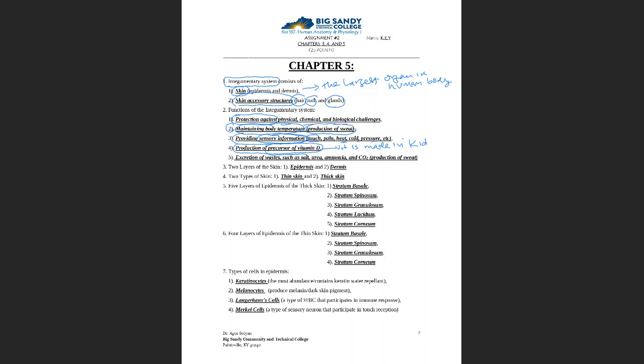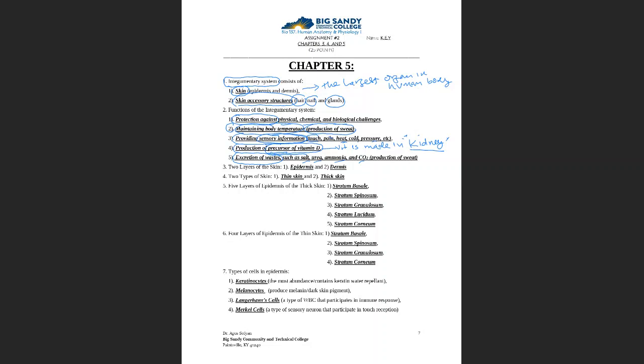Okay, it's made in kidney, but the substrate is made by the skin. So the final product is in the kidney, but the first product is actually made in the skin. And the last one is for excretions of wastes like salts, urea, ammonia, and some carbon dioxide. When our skin produces the sweat, it carries some of these waste products.